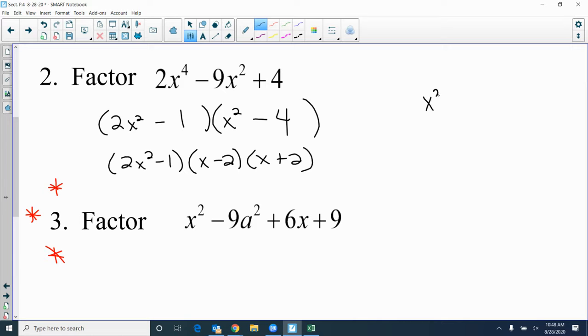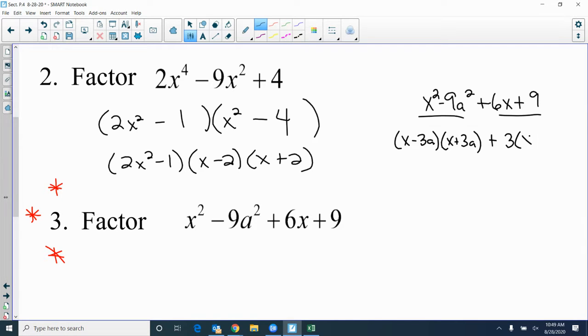So I got x squared minus 9a squared. Don't write this down. Plus 6x plus 9. All right, what are you going to do when you group? They don't have a GCF, but actually the first one does factor into what? Difference of squares, x minus 3a times x plus 3a. And this one has a common 3. Now, that's somewhat factored. I mean, I factored individually. Can I do anything else?